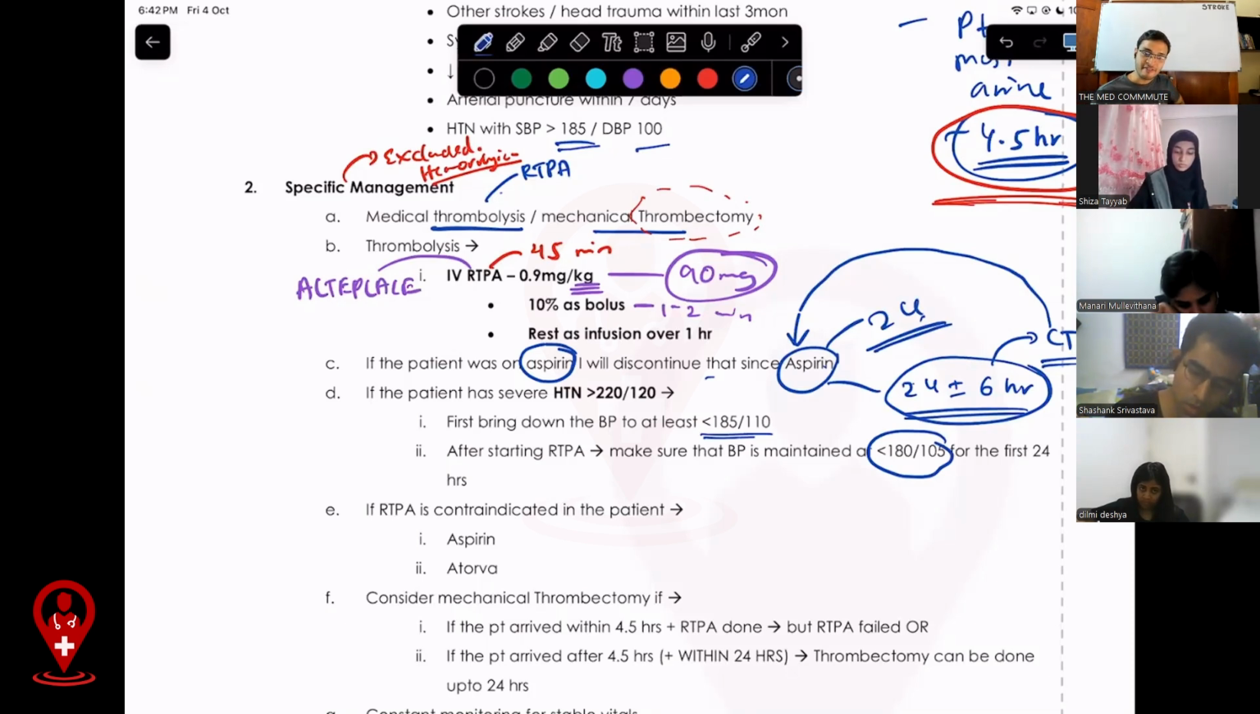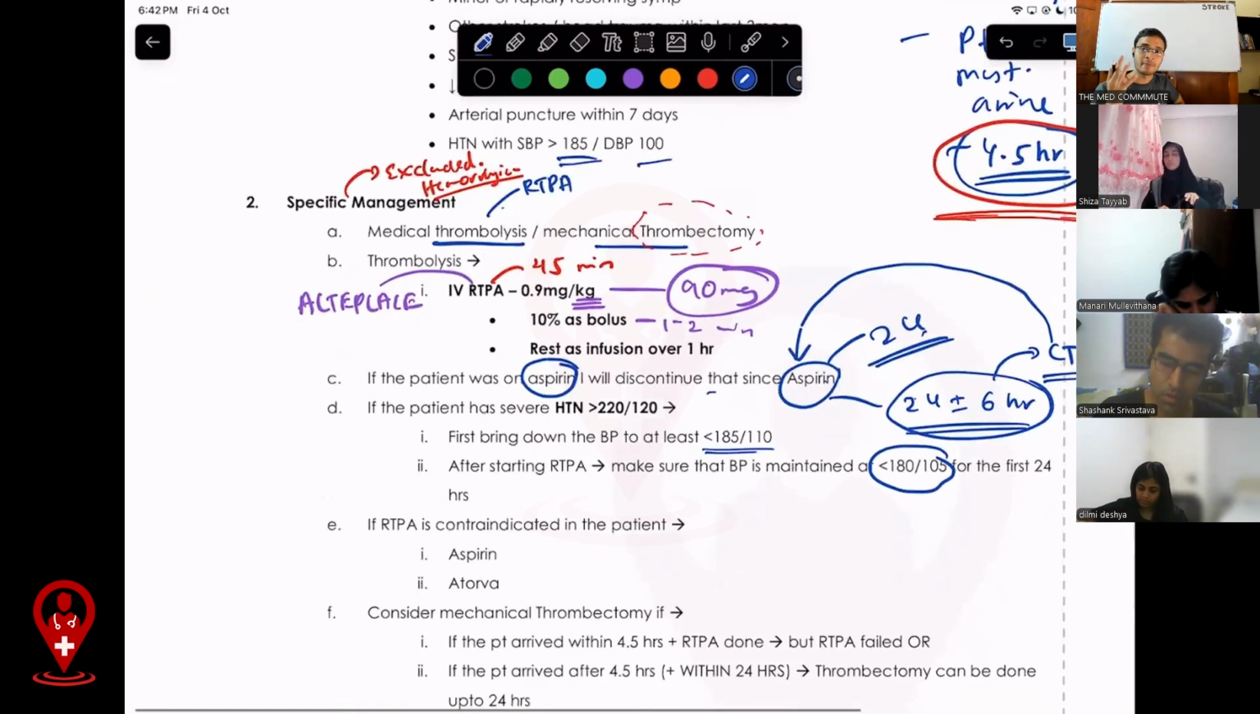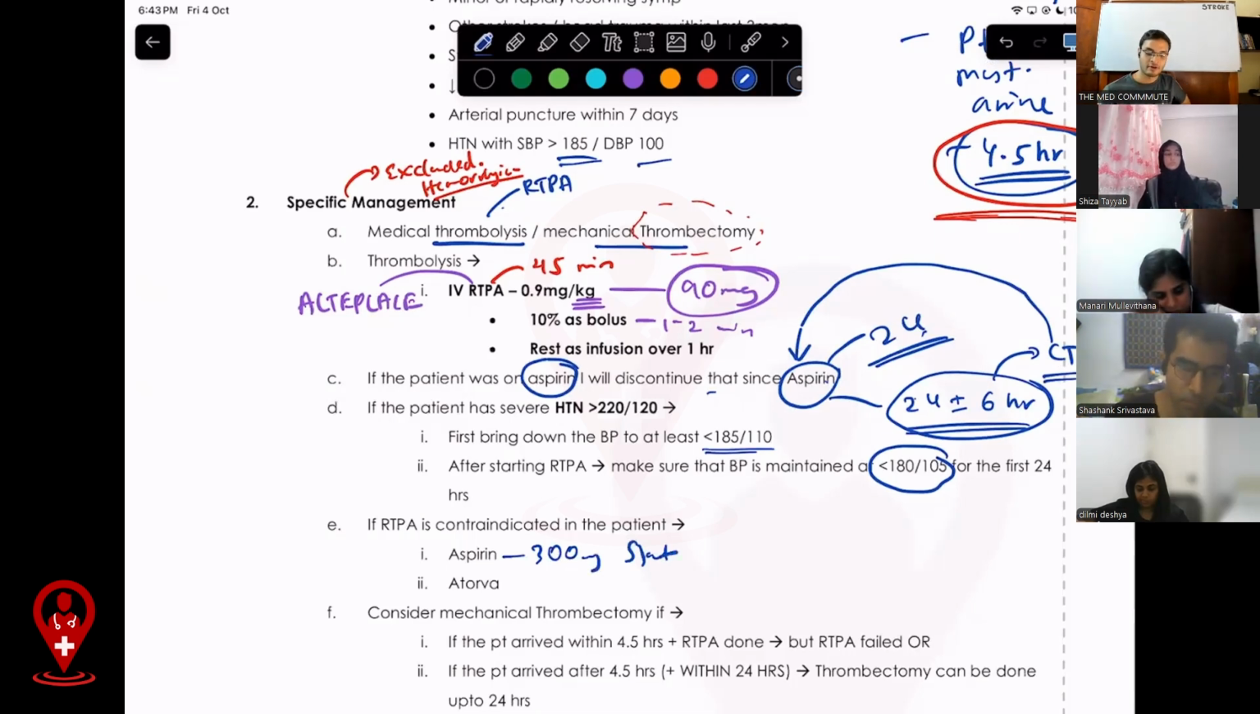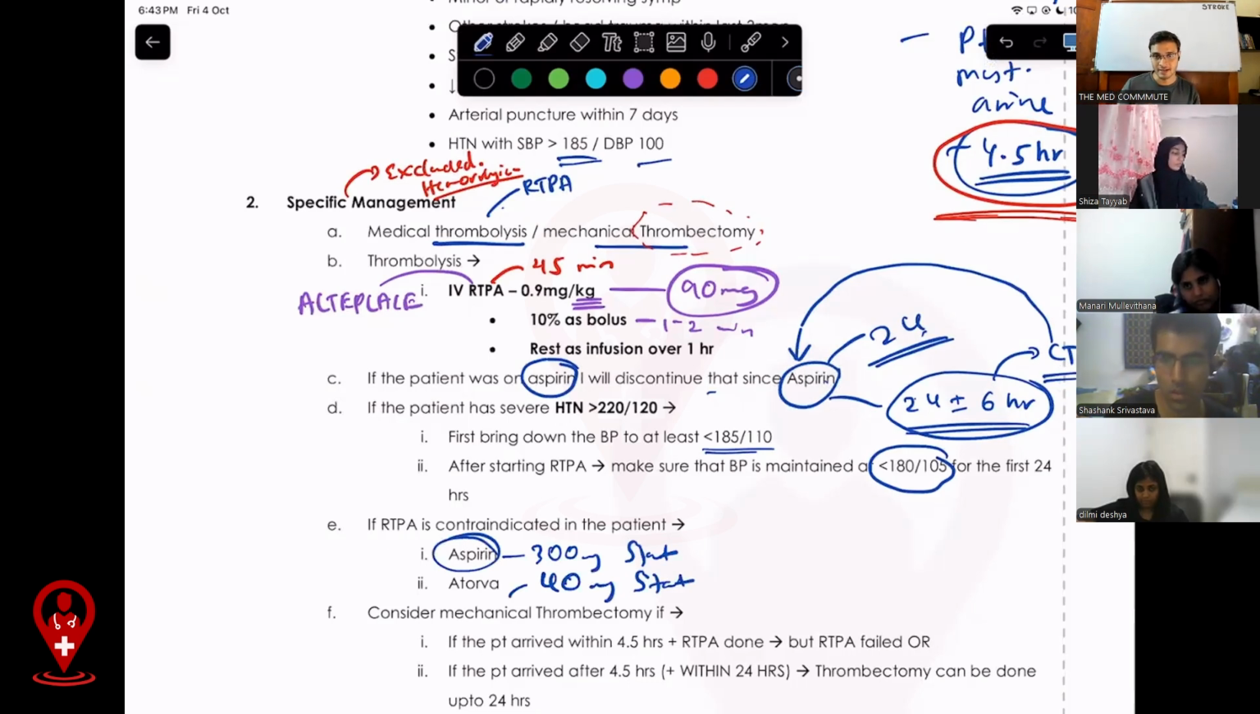Then, if RTPA is contraindicated, guys, we talked about the contraindications before, there are some other options. We can put the patient on aspirin 300 mg stat dose, and atorva maybe 40 mg stat dose. The aspirin, you will have to continue for about 2 weeks and then reassess the patient. There's a process there, but just remember, these are things that can come in your daily practice. If the patient is contraindicated for RTPA, start the patient immediately on aspirin and atorva.